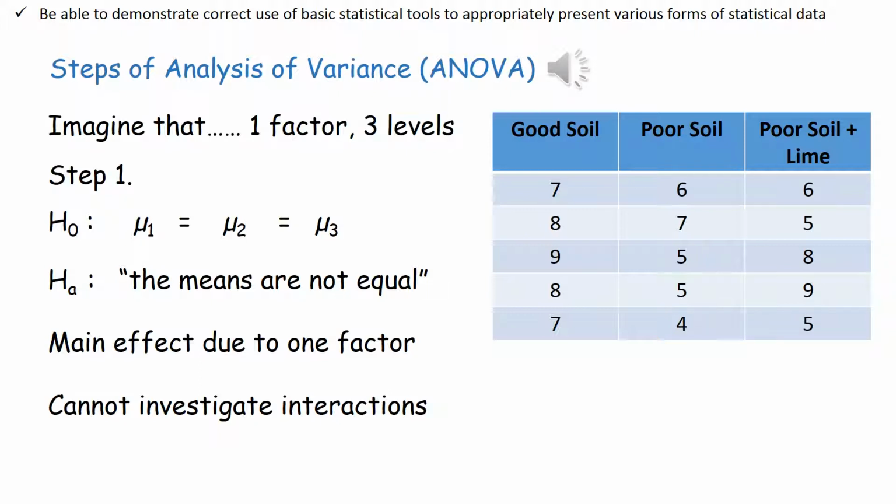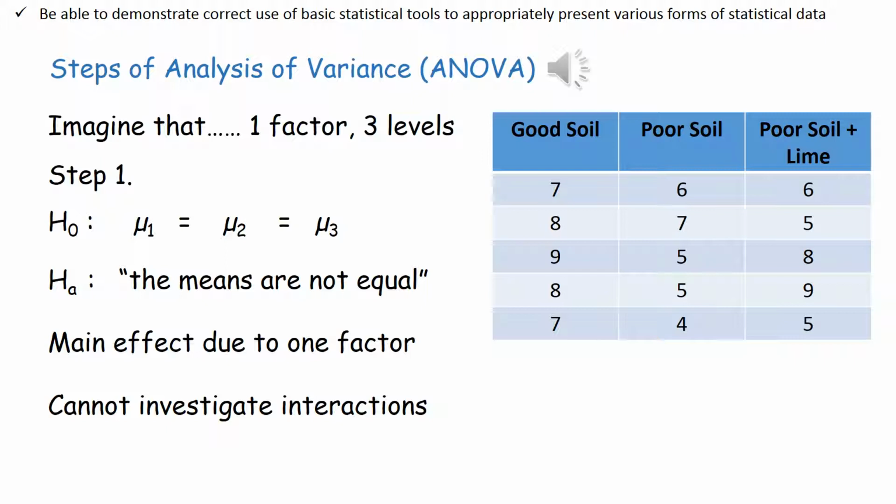Imagine that we have an ANOVA with one factor and three levels. What would that look like? It might look a bit like our pot trial. Our one factor would be the soil quality. The three levels would be the different kinds of soil quality: the good, poor, and the poor plus lime. With an ANOVA, we are trying to determine if there is a difference between the three means.